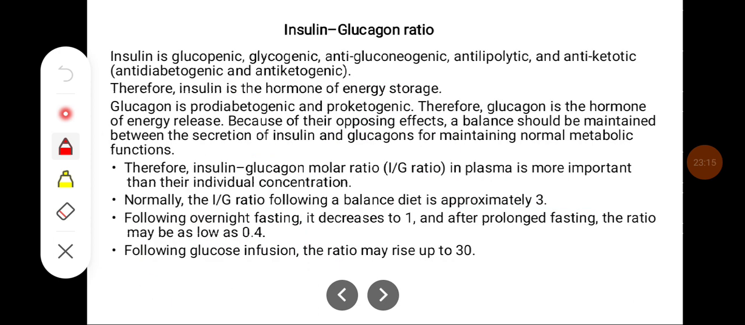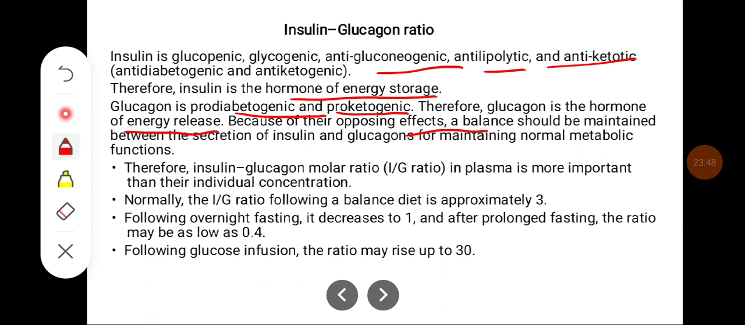Insulin glucagon ratio. Insulin is glycopenic, anti-gluconeogenic, anti-lipolytic, and anti-ketotic. So it acts as an anti-diabetogenic and anti-ketogenic hormone. Therefore, insulin is the hormone of energy storage, whereas glucagon is pro-diabetogenic and pro-ketogenic. Therefore, glucagon is the hormone of energy release.